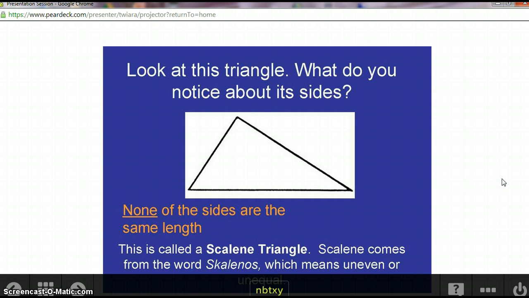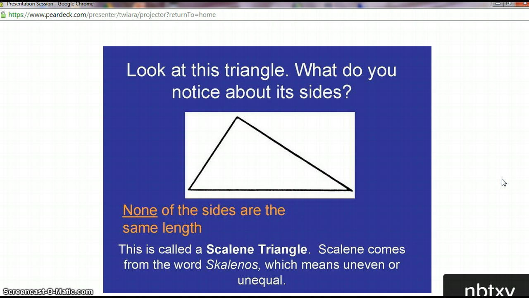All right, and here's what you need to know about a scalene triangle. What you need to notice is what you see right there on your screen. If it's a scalene triangle, that means none of the sides are the same length. This comes from the word scalenos, which means uneven or unequal. It's actually a Greek or a Latin root, one of those two.